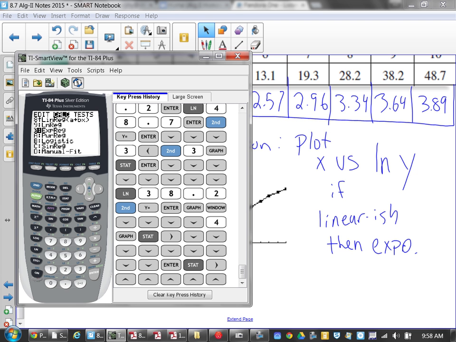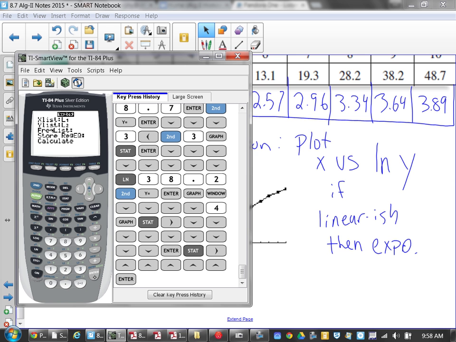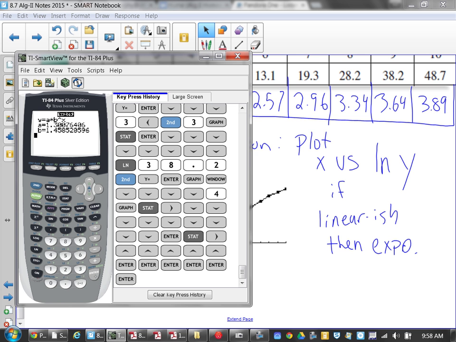My calculator defaults itself back to L1, L2. I think yours doesn't give you the option to do that, but it should just come right out. So if I hit enter, and there's your equation. Magic.